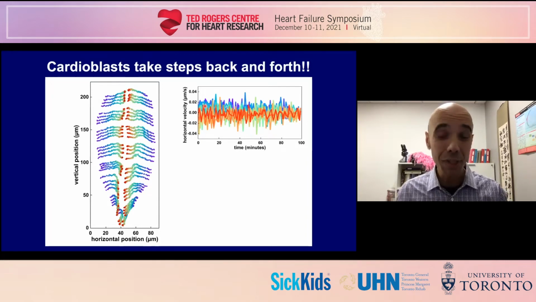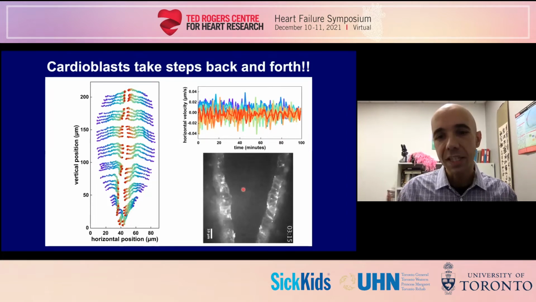Now, we were very interested in this stepping motion of the cardioblasts. To investigate a little bit more how they were doing this, we decided to look at the machinery that cells use to generate forces as they move. One of the main components of that machinery is the molecular motor myosin 2.